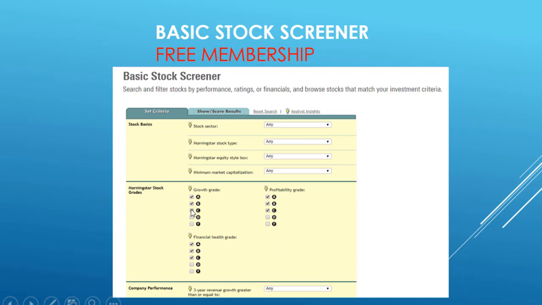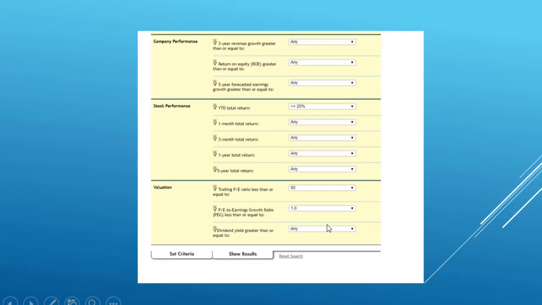Now I also want to invest in good companies, so I've selected growth grade of A, B, and C, profitability grade of A, B, and C, financial health grade of A, B, and C, which gives me a pretty good approach. I kind of don't want to invest in D and E rated companies, although the lower the rating, the more volatility you get in the stock price. Just be aware of that. If you're interested in day trading or short-term swing trading, you may want to include some stocks with D and E ratings.